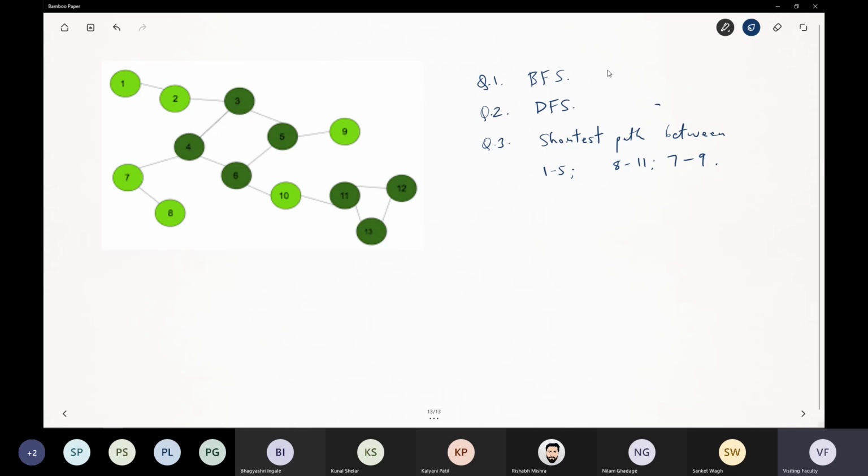So if you want, let me mention, you can start BFS with vertex 6. You can start DFS with vertex 8. Okay.